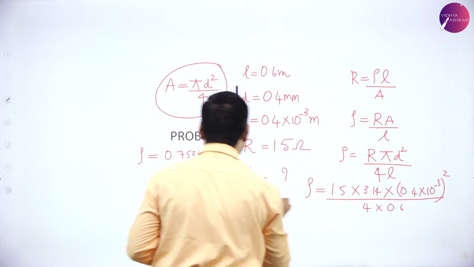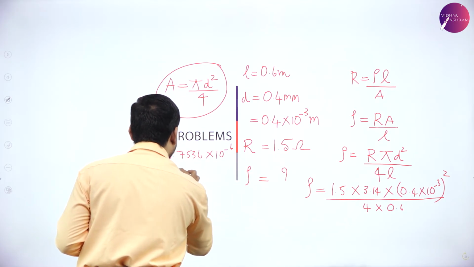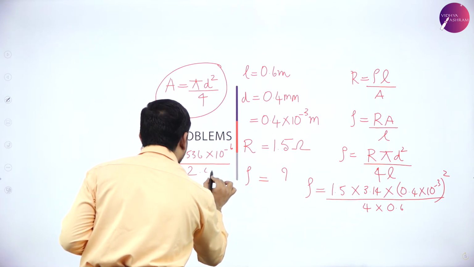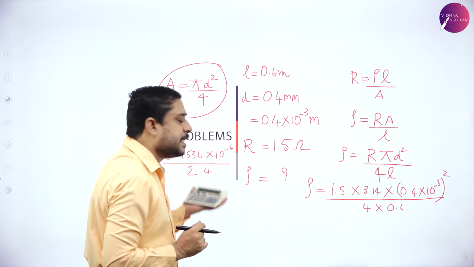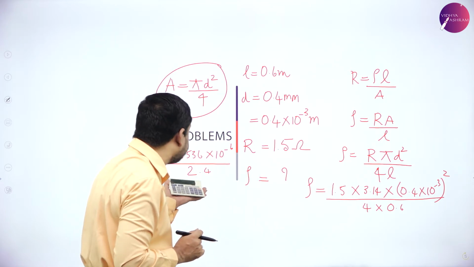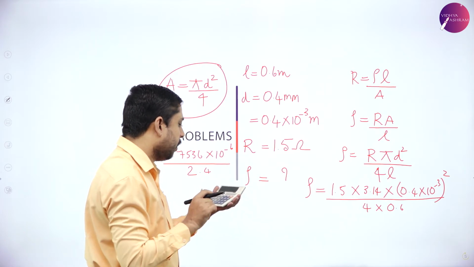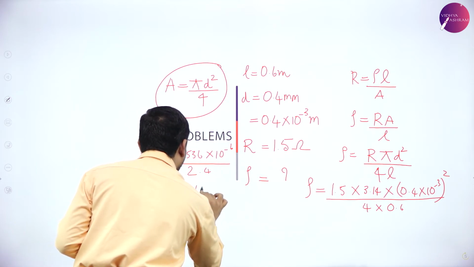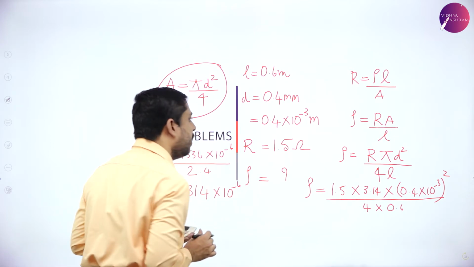10 power minus 3 whole square, minus 6, divided by 4 into 0.6, 2.4. So this is 0.7536 divided by 2.4. So 0.314 into 10 power minus 6.